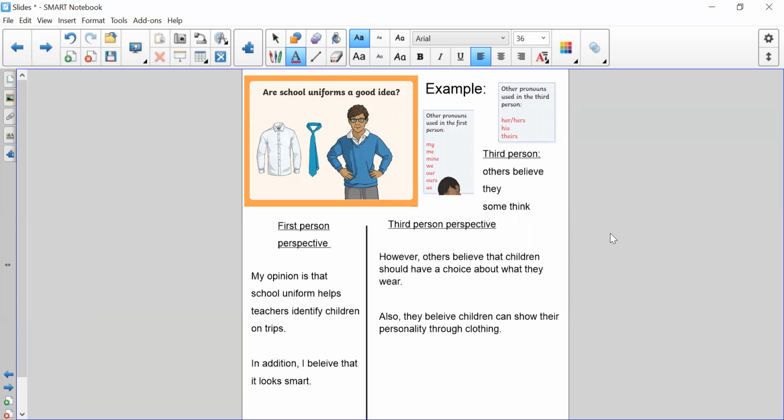I've put my opinion is that school uniform helps teachers identify children on trips. In addition, I believe that it looks smart. So that's my opinion. And then when I've asked somebody else their opinion, I can write however. So I'm using the technical language of balanced arguments, which is what you're going to be learning about tomorrow and the following day. Others believe that children should have a choice about what they wear. Also, they believe children can show their personality through clothing. As you can see, I've used the phrases for third person perspective because it is what somebody else thinks.